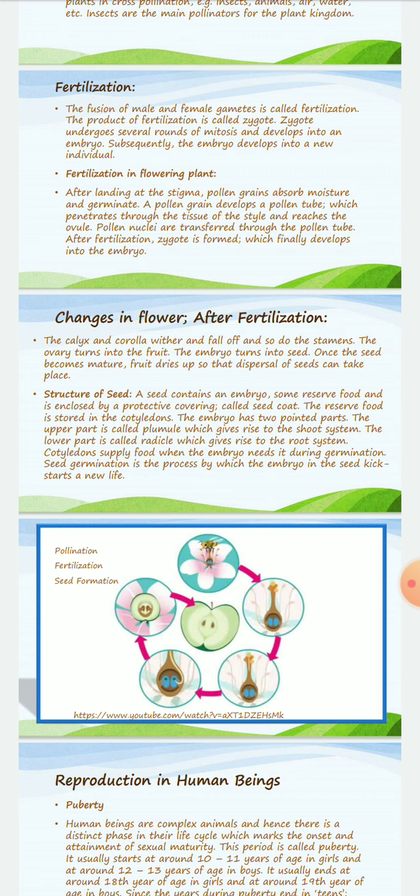So the calyx, corolla and the stamen fall off, and the ovary turns into a fruit, and the embryo turns into the seed. Once the seeds become mature, the fruit dries up so that the dispersal of seeds can take place.